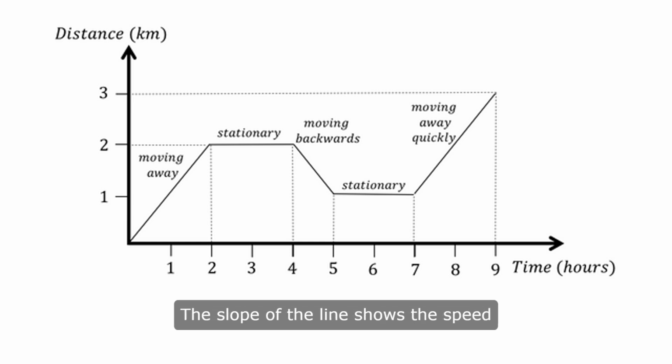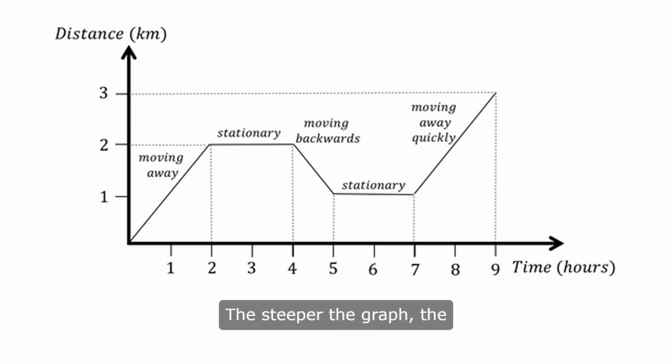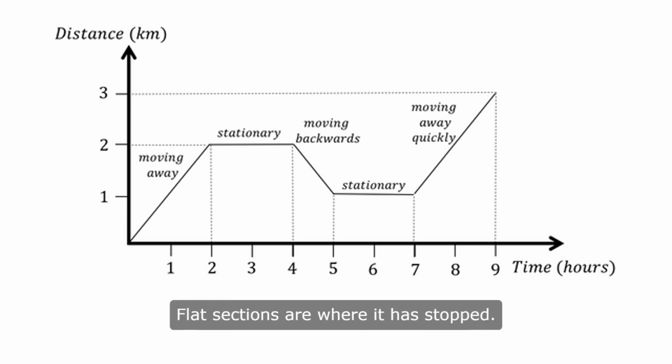Distance-time graphs visually represent how an object's distance changes over time. The slope of the line shows the speed at which the object is moving. The steeper the graph, the faster the object is going. Flat sections are where it has stopped. Downhill sections mean it is moving back towards its starting point. Curves represent a changing speed. A steepening curve means the object is speeding up or accelerating. A curve leveling off means the object is slowing down or decelerating.